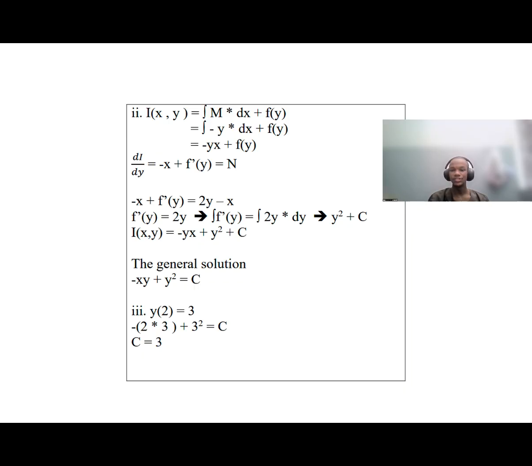Applying the initial condition y(2) equals 3, we have negative 2 times 3 plus 3 squared equals c. So c equals 3.